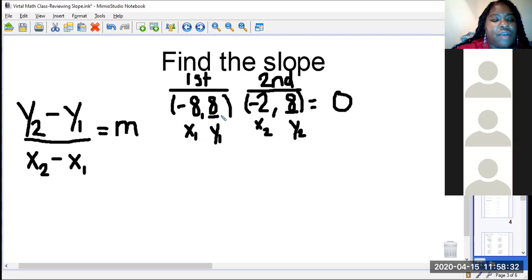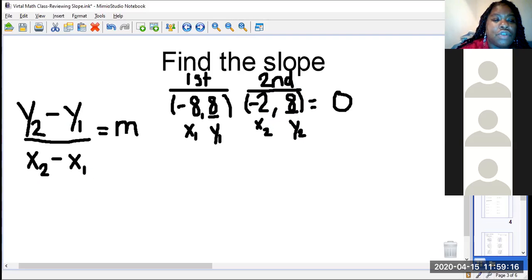So does everyone see how that works? Okay. And the people in the playback, I know you can't respond back to me, but just nod your head. Same thing with the second coordinate. Because -2 is my x coordinate of the second set, -2 would be named x2. And because 8 is my y coordinate for the second set, it would be named y2. Okay. So now all I'm going to do is just plug and chug.